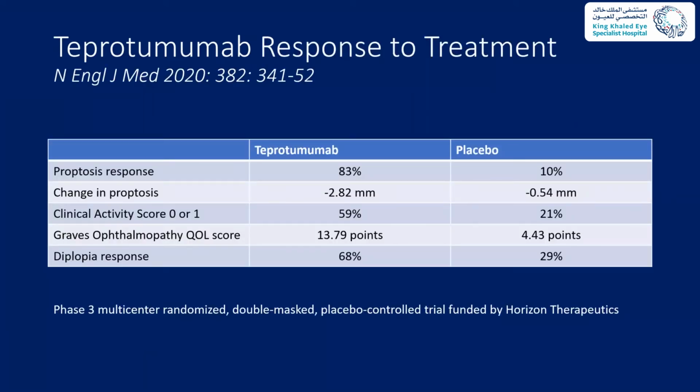Among patients with active thyroid eye disease, teprotumumab resulted in better outcomes with respect to proptosis, the clinical activity score, diplopia, and quality of life compared to placebo. Diplopia response was for improvement of at least 1 grade, subjectively rated from no diplopia to intermittent diplopia and constant diplopia. This is the result of a phase 3 multi-center randomized double-masked placebo-controlled trial, which was funded by the producer of this medication, Horizon Therapeutics.